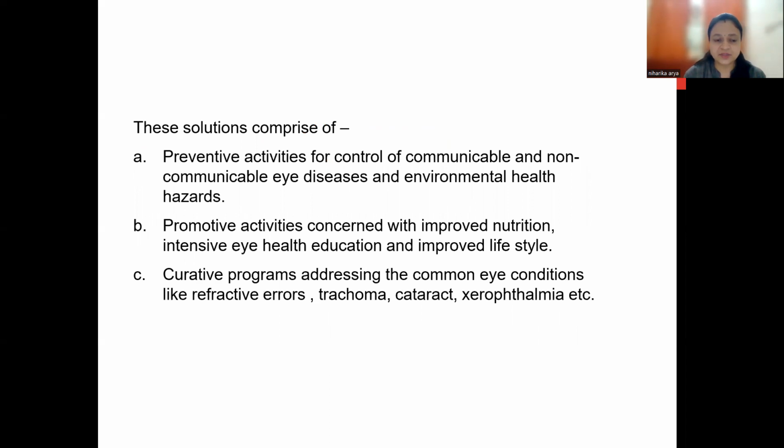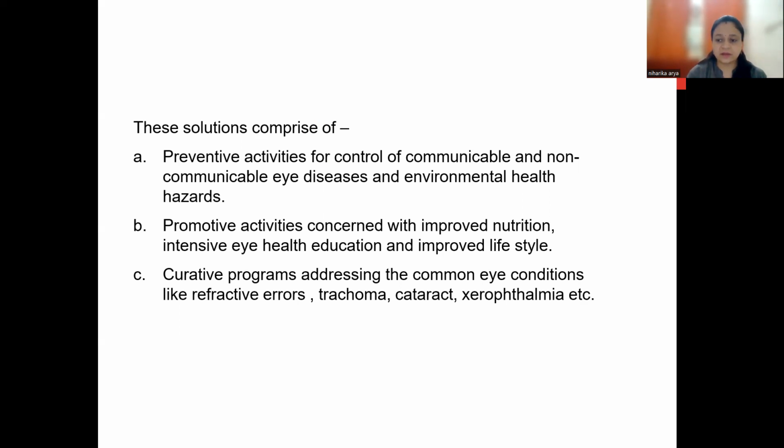These solutions comprise, first, preventive activities for control of communicable and non-communicable eye diseases and environmental health hazards. Second, promotive activities concerned with improved nutrition, intensive health education, and improved lifestyle. And third, curative activities addressing the common eye health conditions like refractive errors, glaucoma, cataract, xerophthalmia, etc. So these are the three solutions which comprise community ophthalmology.